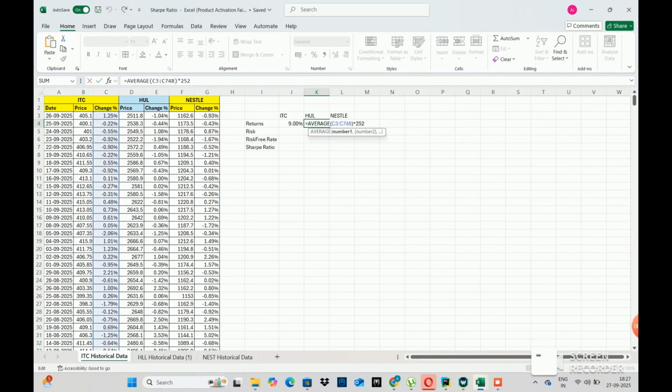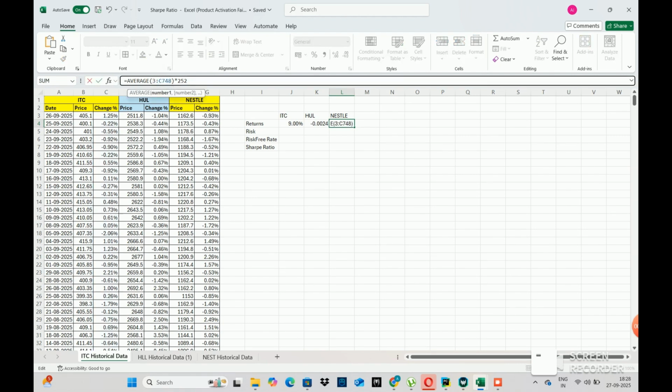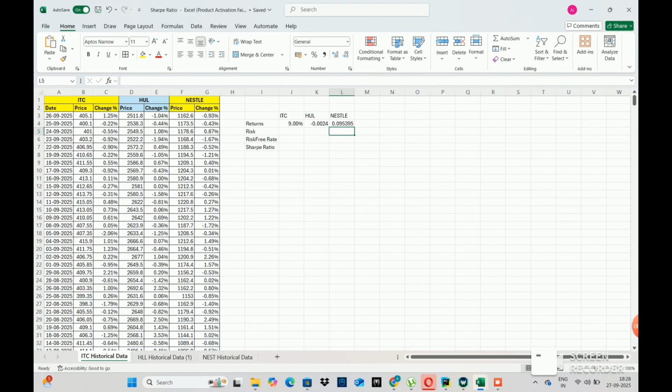You may think, why 252 when there are 365 days in a year? The answer is because there are approximately 252 days the market is open in a year. So these 252 days cover an entire year. Repeat it for the three stocks.